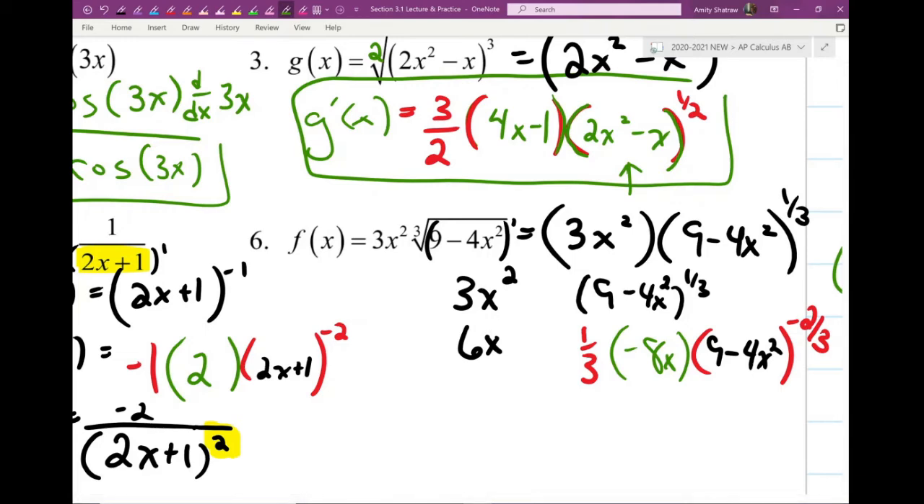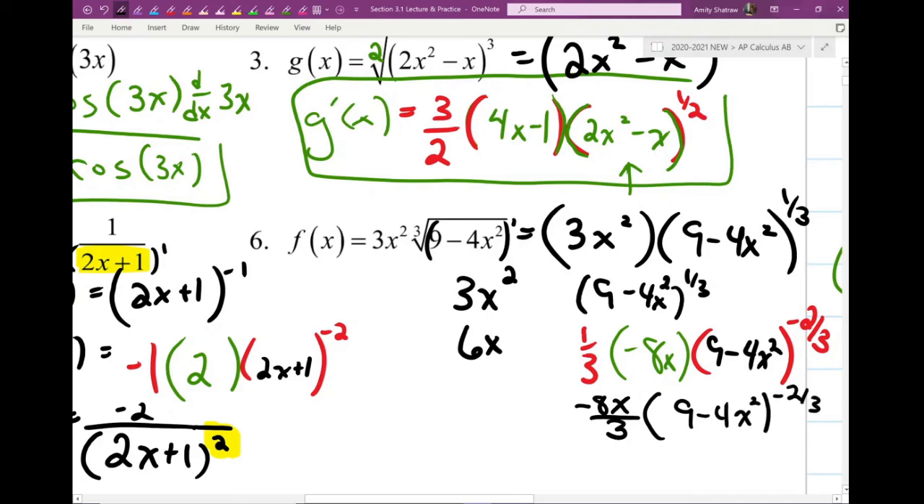That's pretty ugly. Let's see if I can't clean it up a bit before I start writing it down. You know what I mean? I would say then that what I have is, you know what? I don't even want to clean this up. -8x over 3 times 9 minus 4x squared. I'm just going to leave it with a -2/3 power.